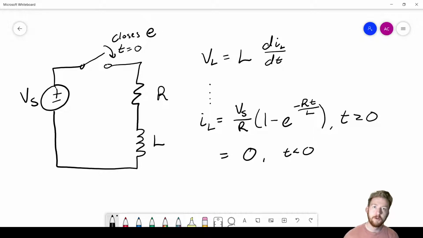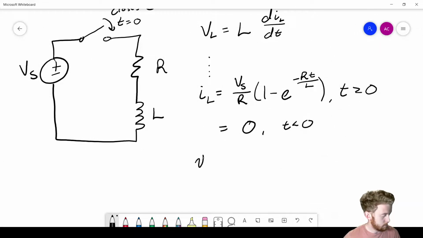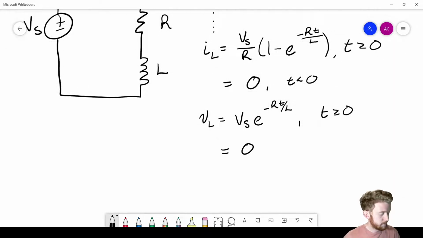Now, all we need to do is know the voltage across the inductor, and the equation for that is going to be V sub L is equal to Vs e to the negative Rt over L. Once again, this is for time t greater than or equal to 0. Before, like we said, that switch is still open, so there's not going to be any voltage across it. So it'll be 0 if t is less than 0.